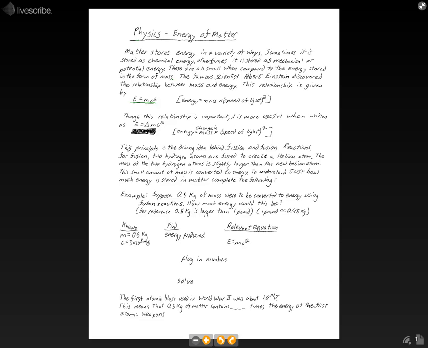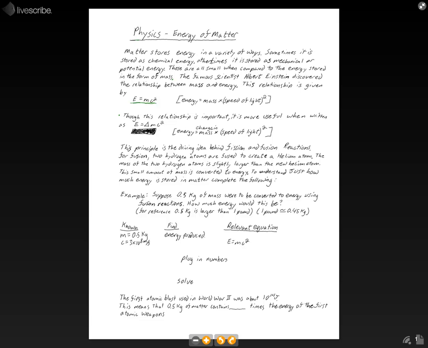So this relationship is super important, but it is not quite as important as when you change it just a slight bit. And when you say E is equal to the change in mass times the speed of light squared, so E equals delta m c squared. This right here, the E equals delta m c squared, is the basic driving principle behind fission and fusion reactions.